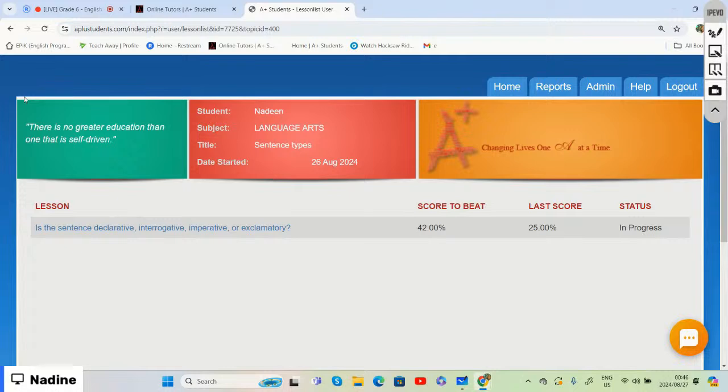And I really hope that you have a better understanding of the different sentence types and how to use them, when to use them. So this is now the end of our lesson, grade 6.